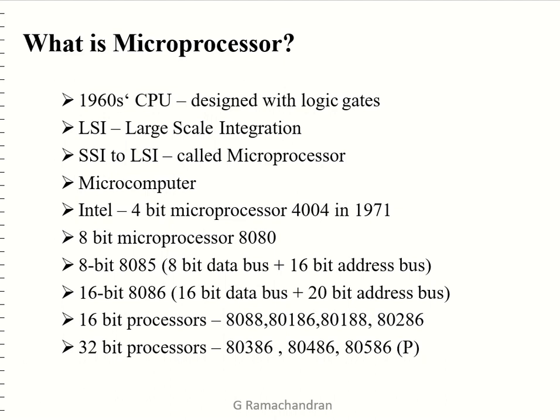A 16-bit 8086 contains a 16-bit data bus plus a 20-bit address bus. Examples of 16-bit processors are 8088, 80186, 80188, 80286. Examples of 32-bit processors are 80386, 80486, 80586.